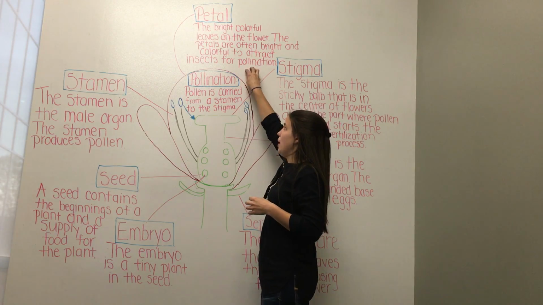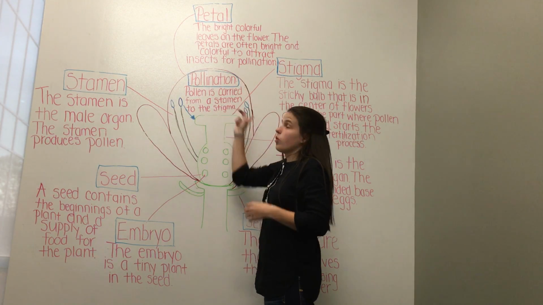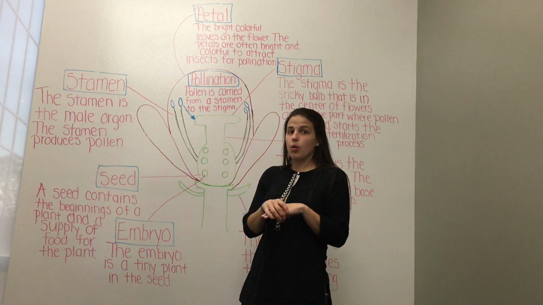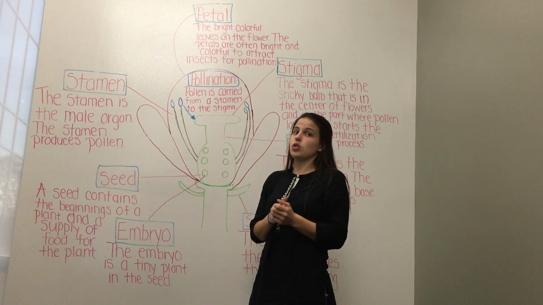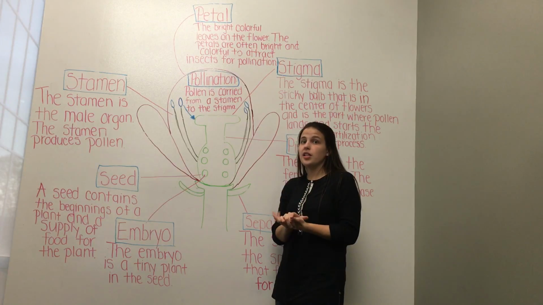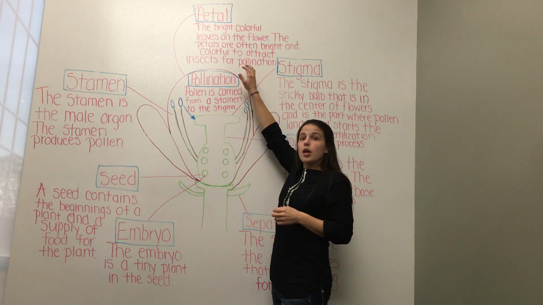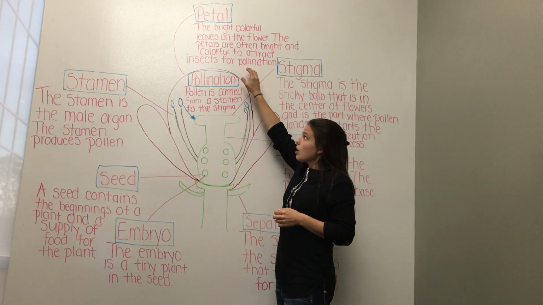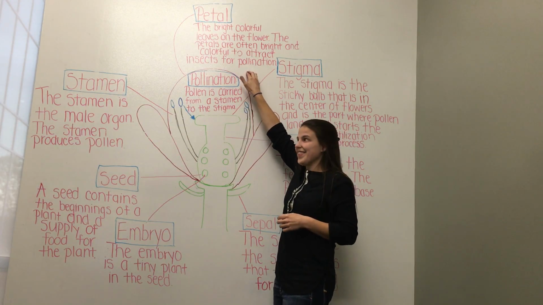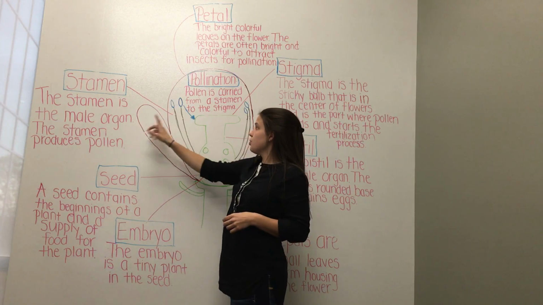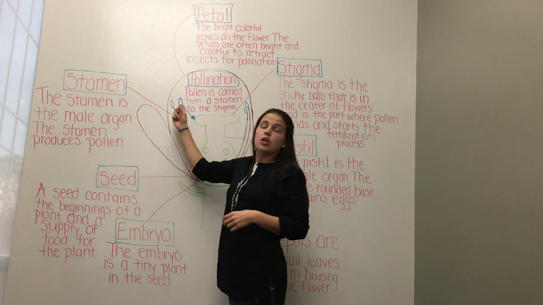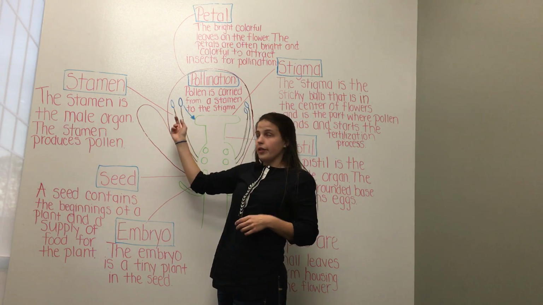So let's start with the petal. We said the petal is the bright part of the flower. It's like the leaves for the flower. It smells really good. So the insects want to come and get the pollen. The petals make them want to come get the pollen. But the pollen is produced by the stamens. So the stamens produce the pollen.